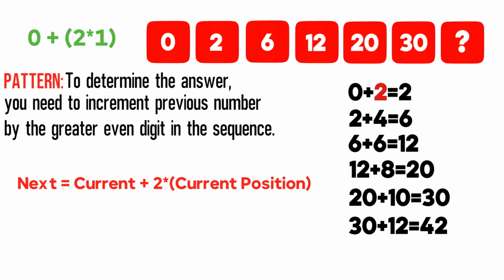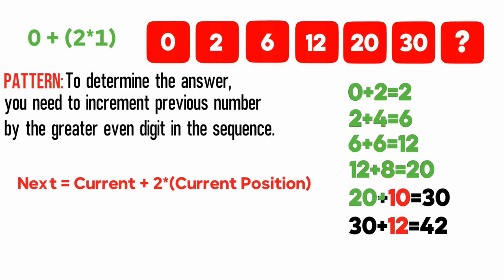Instead of using the formula, you can also use the next even number and add it to the previous number. The even numbers are 2, 4, 6, and you can increment them down the list. So you can add 2 to 0, the next one would be 4, 2 plus 4 equals 6. The next number would be 6, 6 plus 6 is 12. The next number would be 8, and 12 plus 8 equals 20.